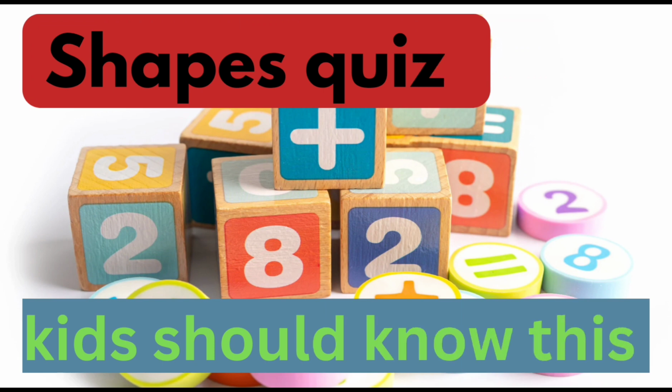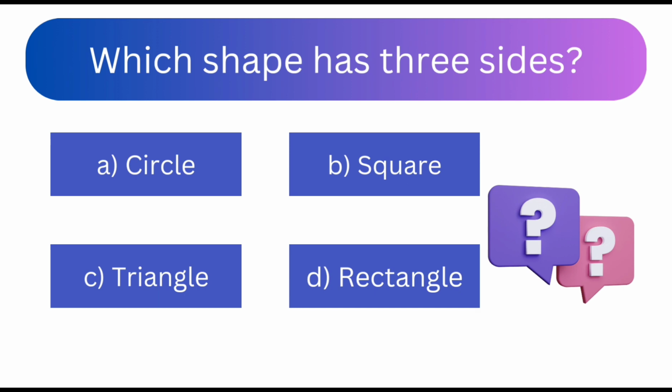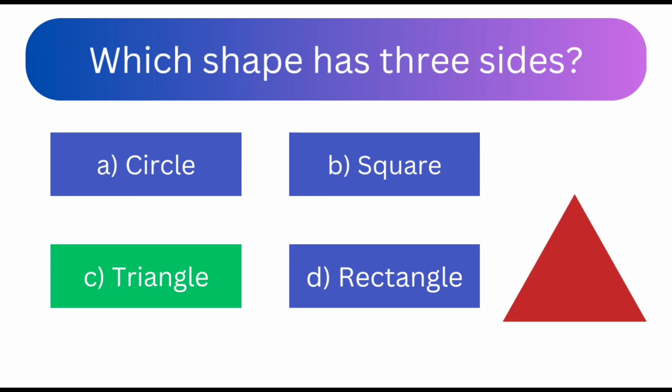Shape quiz for kids. This video is gonna be very interesting for you. Which shape has three sides? C is the right answer, triangle.